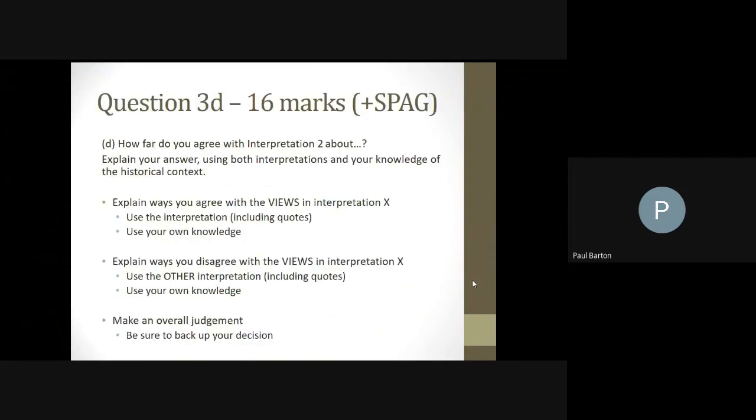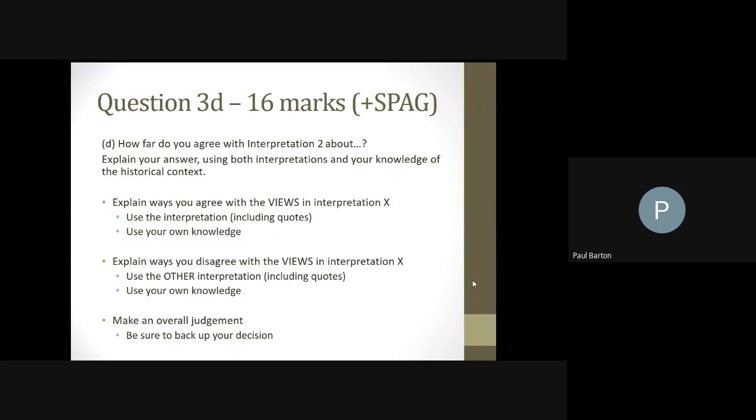Okay, so these question 3Ds, as I said, they're worth 16 marks. You've got those spelling marks as well. And in some ways, there are similarities with other 16-mark questions that you would have looked at for your GCSE, but there are also some key differences too. Okay, so let's have a look at what they ask you to do.